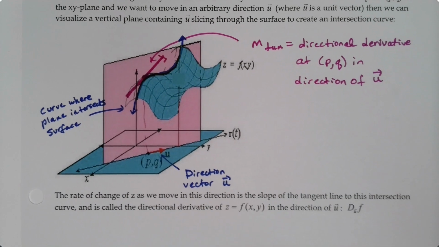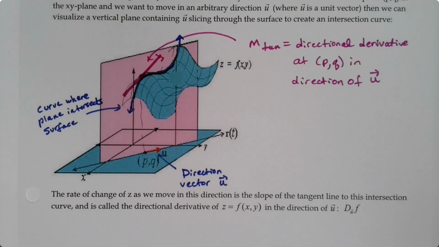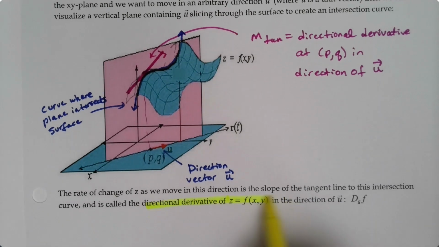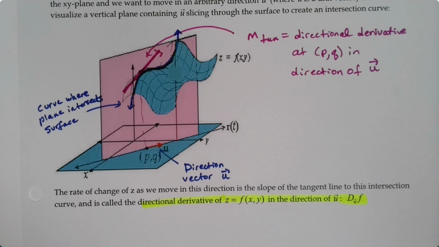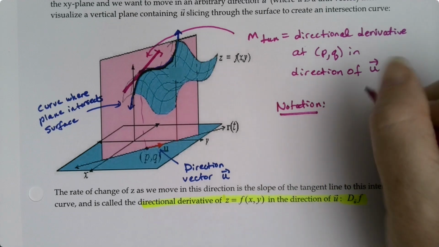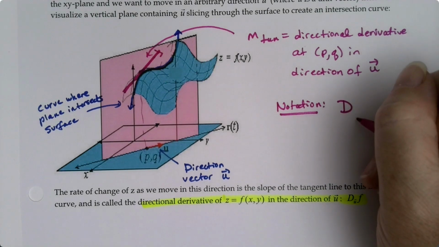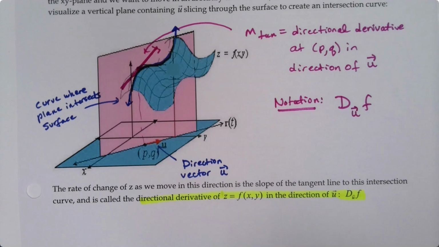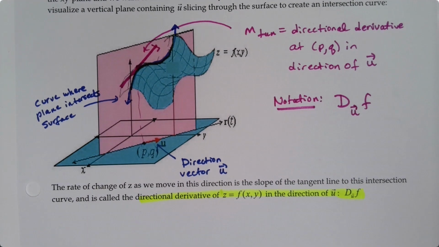Oh, that's a mouthful. So we need a quick way to notate that. And it's right here. So the directional derivative, we give it this notation, which is capital D sub u of f. Right? Capital D for directional derivative.